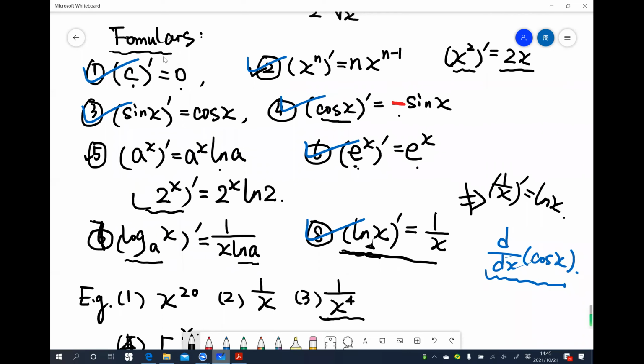So you can just use the formulas from left to right, but you cannot use them turned around. But for number 6, of course, e power x prime equals e power x, right? So they are the same. But for the others, you can only use them from left to right. The converse is not correct. So remember, that does not hold.